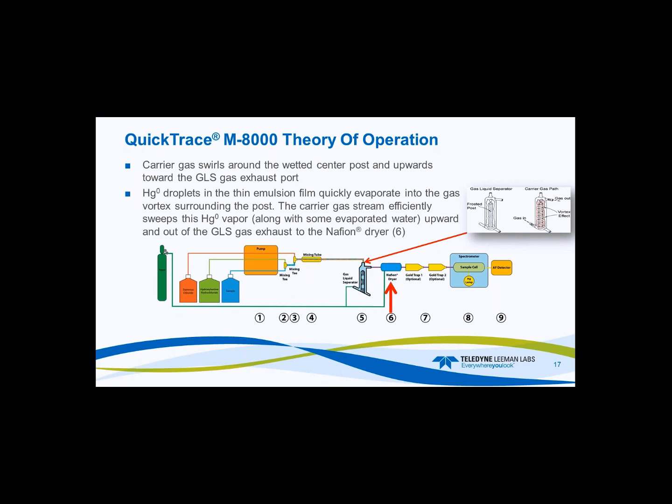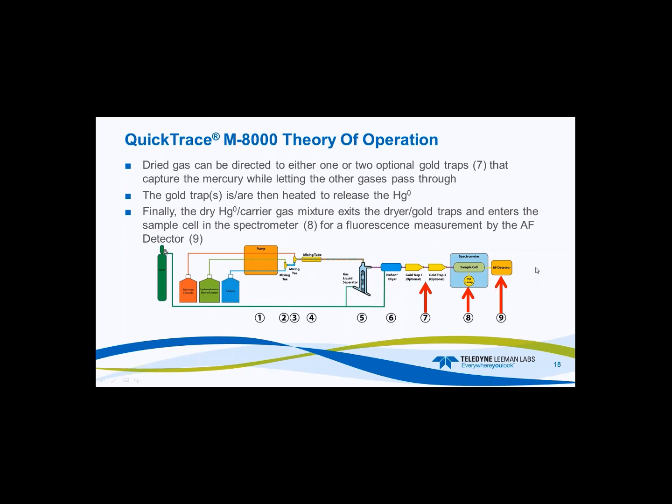These systems, with the patented gas liquid separator, are more efficient and work much better than a bubbling type system for a number of reasons. You don't have bubbles coming through, so it works on fish tissues and different types of biological samples that normally tend to be somewhat soapy, and they'll bubble in the gas liquid separator. So then the mercury is swept upwards and out of the GLS and heads for the Nafion dryer right here, number 6. Then the dried gas is directed to either 1 or 2 optional gold traps that capture the mercury while letting the other gases pass through, and they just vent off to waste.